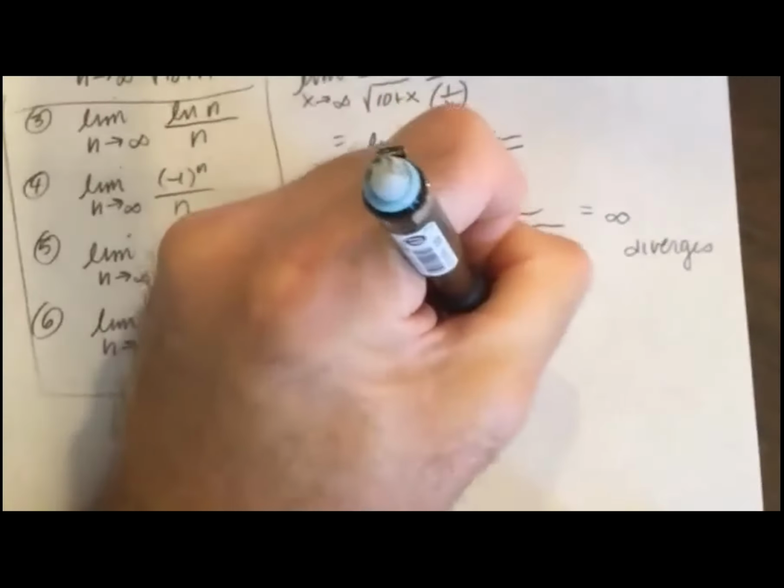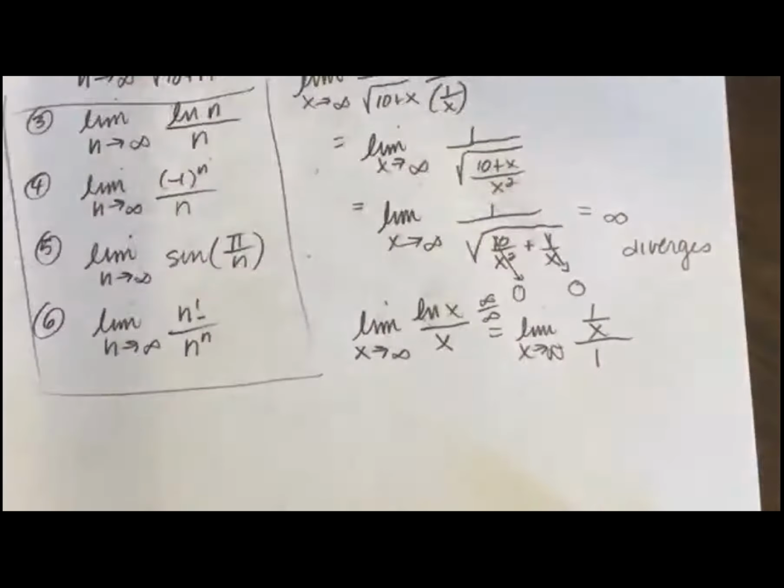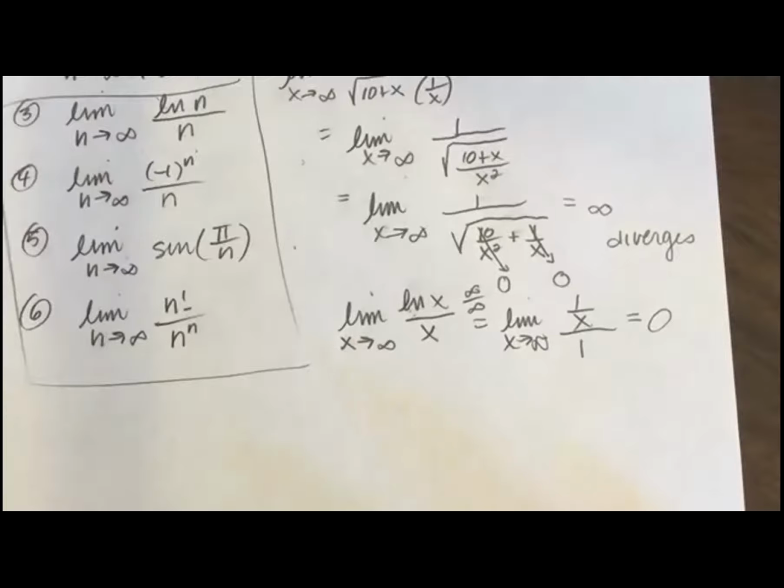And now, of course, you would use L'Hopital because this is infinity over infinity. Taking the derivative, we would get 1 over x, and down here we would get 1. And so as x gets really big in the denominator, this thing goes to 0, yeah, 0 over 1, 0.